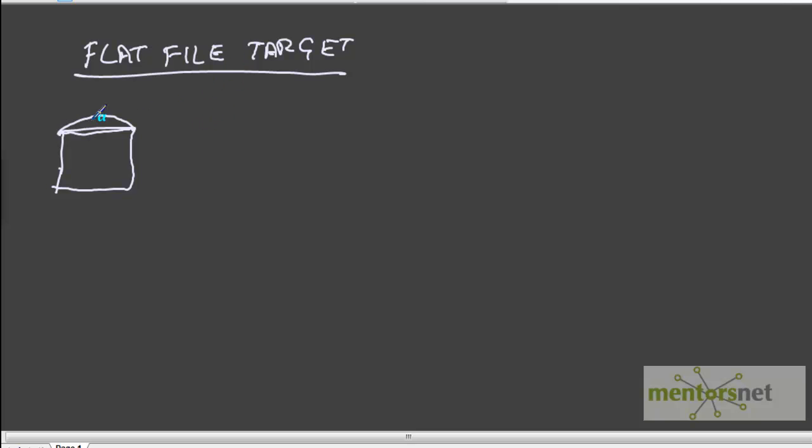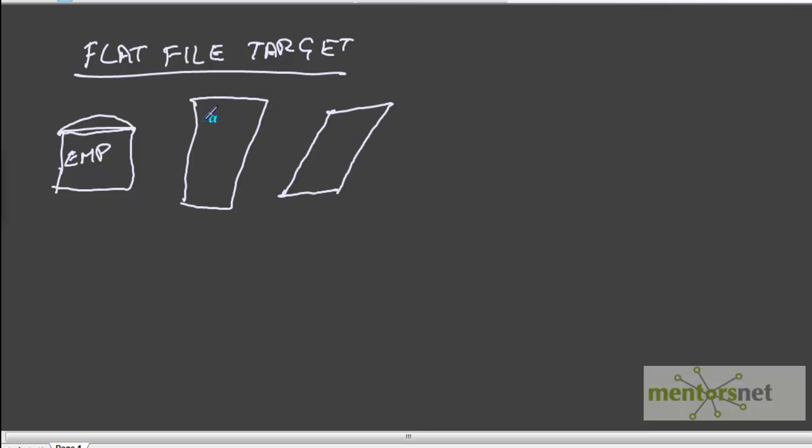So suppose our source is a database table, employees, and our target is a flat file, and we want to load using Informatica Power Center. So it's not very different from loading into a database table. We have seen earlier how to load into a database table, so let's see how to load into a flat file.